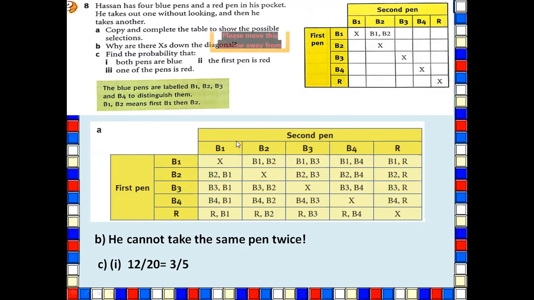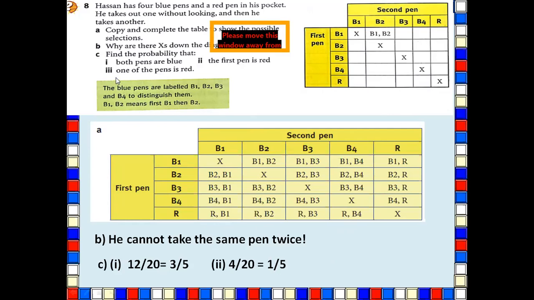We know there are 5 outcomes here and 5 outcomes here. 5 by 5 is 25, but there are X's, so 20. So it's 12 out of 20. Someone else to do part two. Yes, Lean. The first pen is red. It's 4 out of 20, which is 1 out of 5. The first pen is red here. We have this and this and this and this. So 4 out of 20, which you can simplify as 1 over 5.